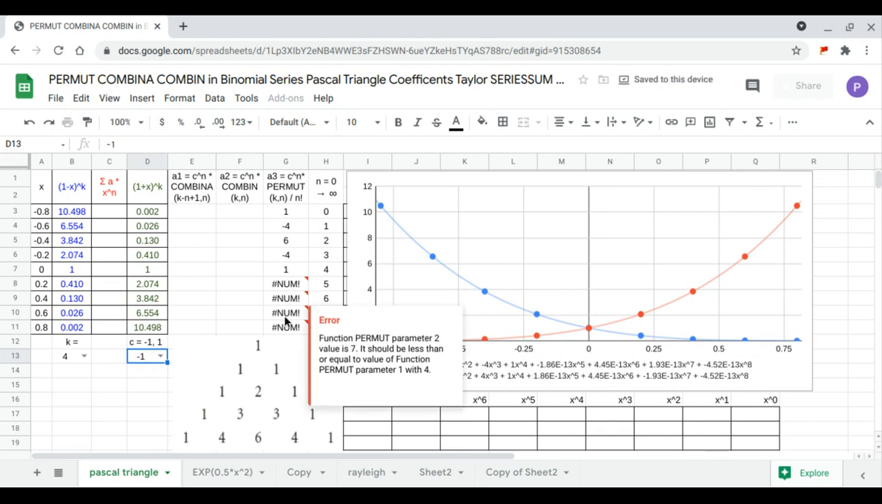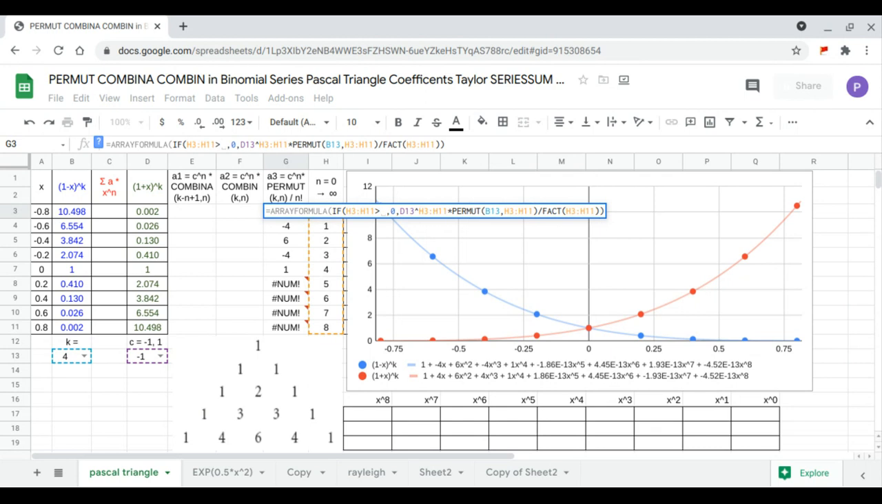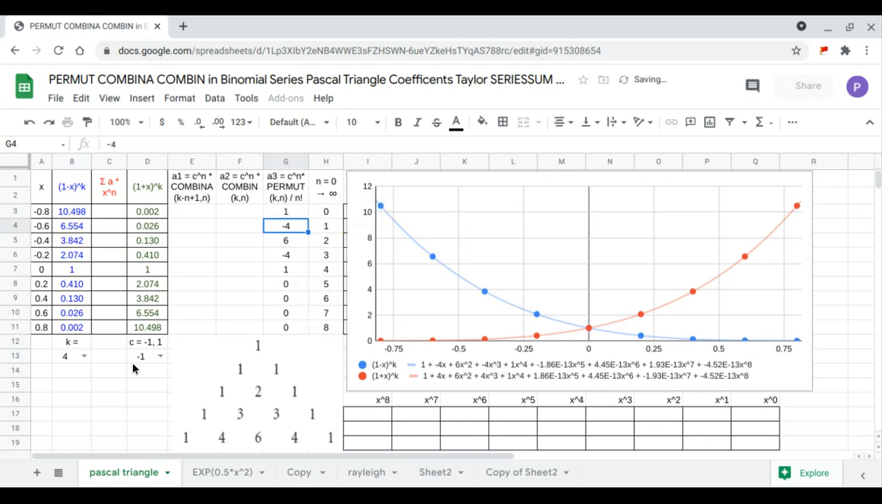Now we have to clean this. So to do that, we have a condition that if n is greater than k, it should be 0. So the condition should be if n is greater than k, which is this, and 0. Now it's clean. Now we continue with the combine function.